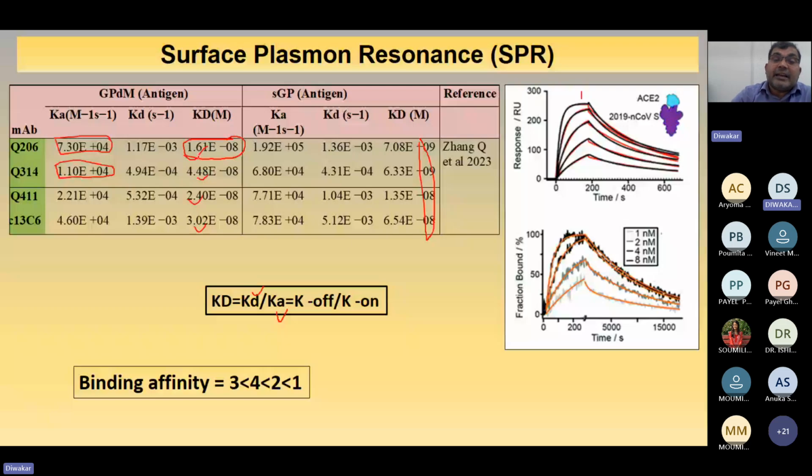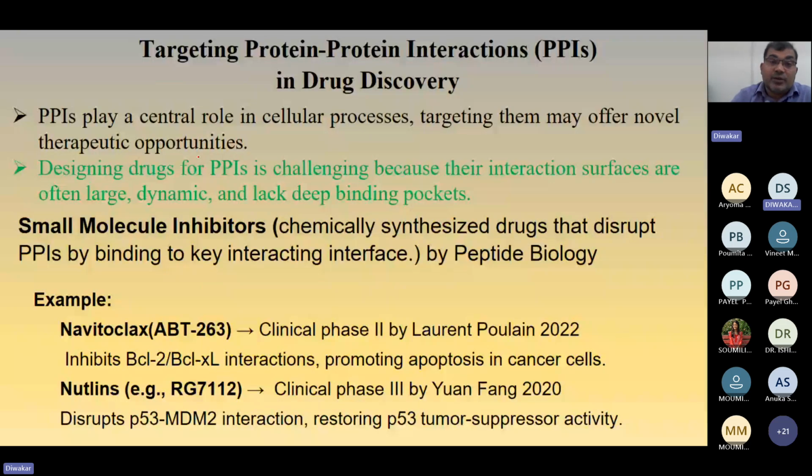Now, the next process is targeting protein-protein interactions in drug discovery. We can discuss more details about protein-protein interactions using the alternative approach. Initially we need to fix how we can identify the target molecules during drug discovery using SPR analysis. Protein-protein interactions can be used for designing drug molecules, but this is a very challenging process because interaction surfaces are often large, dynamic, and lack deep binding pockets. As you know, the different pockets may be open or closed depending upon the environmental situation, the nature of the proteins, and the residues present over the pockets.